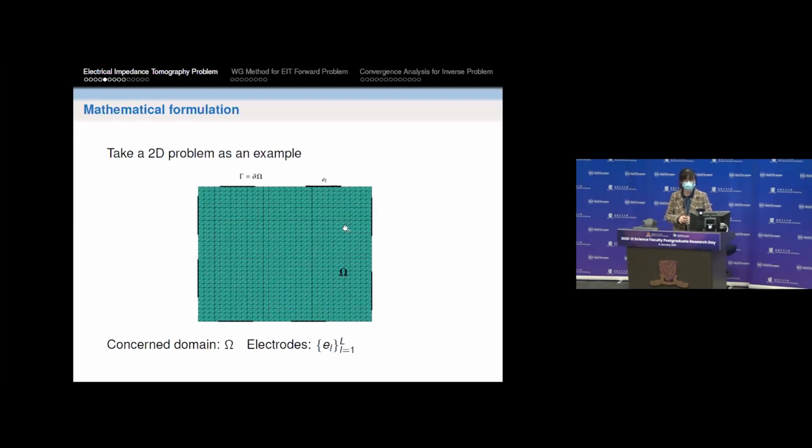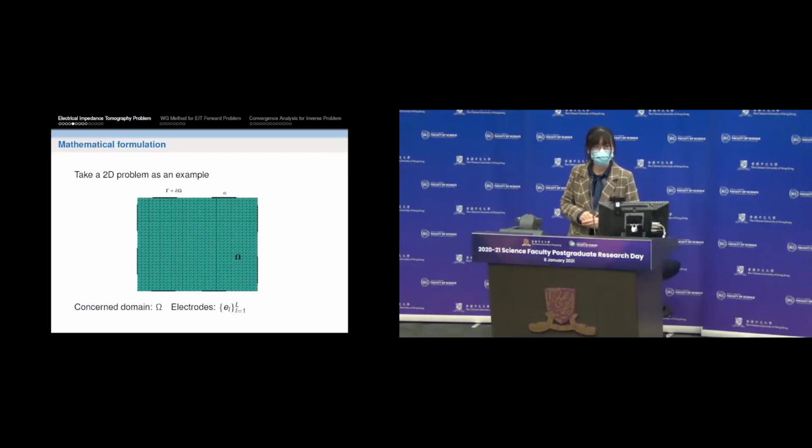So to start with, I will give the mathematical formulation of this EIT problem. We will take a 2-dimensional problem as an example. The concerned object is this omega, and we'll use gamma to denote its boundary. We'll use E1, E2 to EL to denote the electrodes that we attached around the surface.